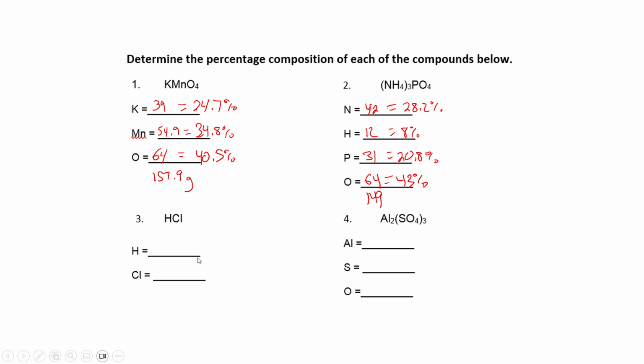HCl. So there's 1 hydrogen. Hydrogen has a mass of 1. There's 1 chlorine, and chlorine has a mass of 35.5. So 35.5 plus 1 is 36.5 total. So 1 divided by 36.5 gives us a mass percent of 2.7%. So then chlorine is 97.3%.